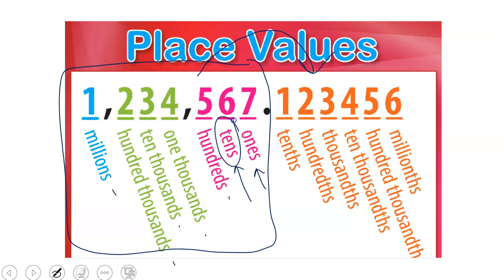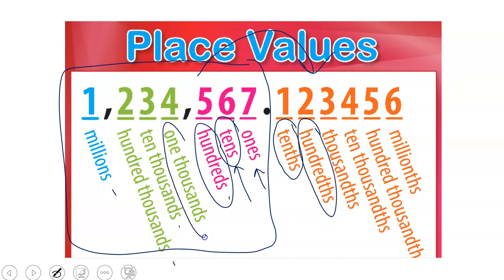So we have tens over here, and then over here it starts with the tenths place. Hundreds, and then over here we have hundredths. Thousands, thousandths. 10,000s, ten-thousandths. 100,000s, hundred-thousandths. Millions, and then millionths. So hopefully that was a good little refresher. And let me go on to the next slide.